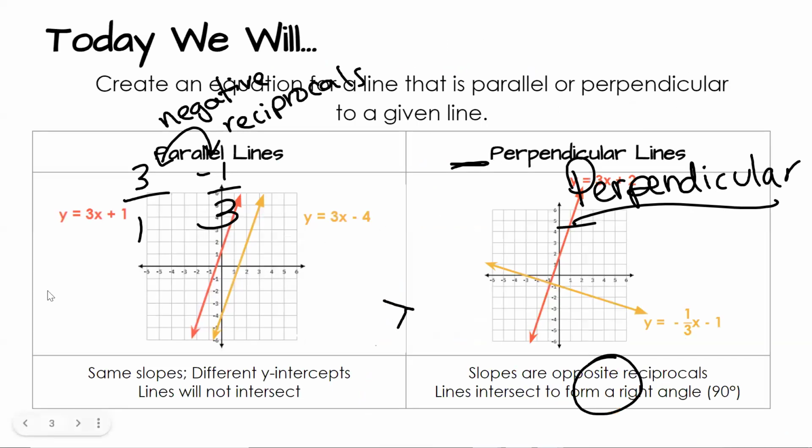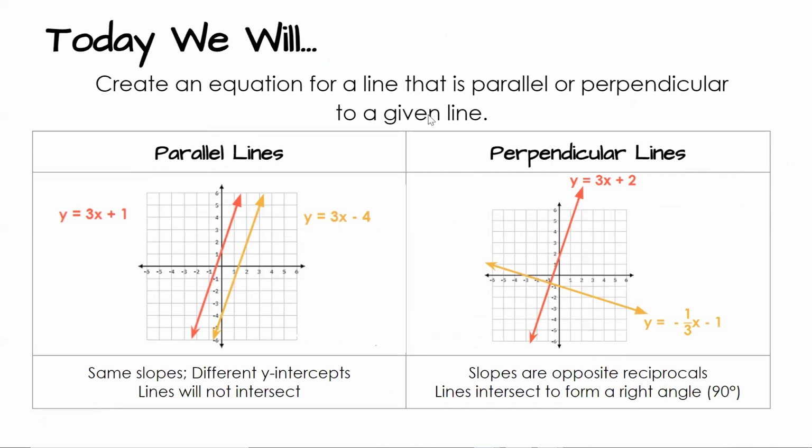So this page kind of summarizes that. Create an equation for a line that is parallel or perpendicular to the given line. So same slopes, but different y-intercepts. If I were to create an equation for a parallel line, something that's parallel to these two, I would say y equals 3x plus, pick a number, plus 5, boom. That's parallel because they have the same slope.